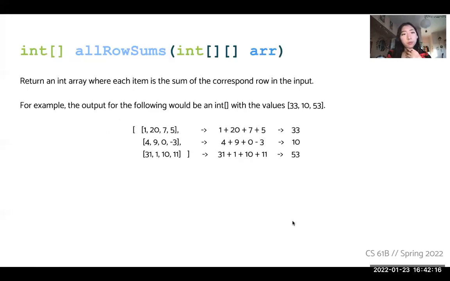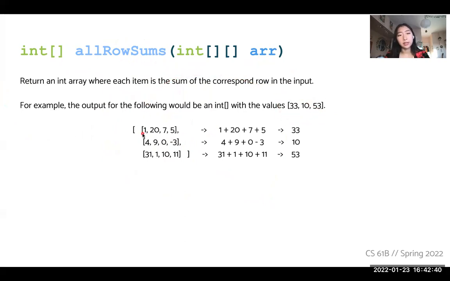The other method that you have to do in MultiR is allRowSums. And so in this one, you're going to return an int array where each item is the sum of the corresponding row in the input R, right? So for example, let's say we have this MultiR, right? If we did allRowSums on this, what we would get is this output.